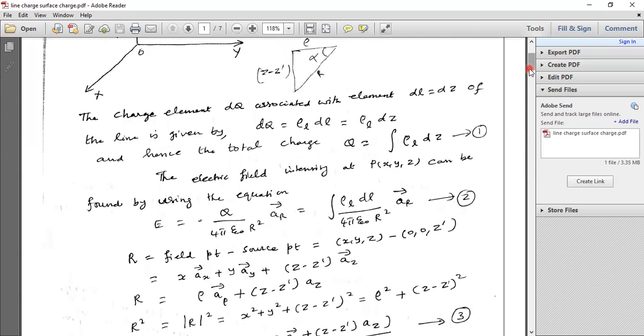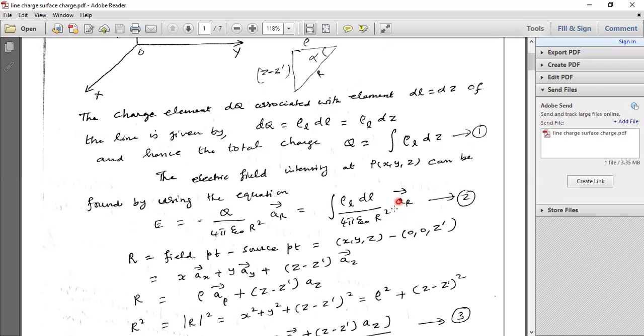As per Coulomb's law, the electric field intensity is given by Q by 4 pi epsilon naught r square into AR, where AR is the unit vector. And what is Q here? Q is written in terms of the charge density multiplied by dz, since it is along the z axis. So instead of Q, we substitute the integral of rho L dl divided by 4 pi epsilon naught r square. Here 4 pi epsilon naught is a constant.